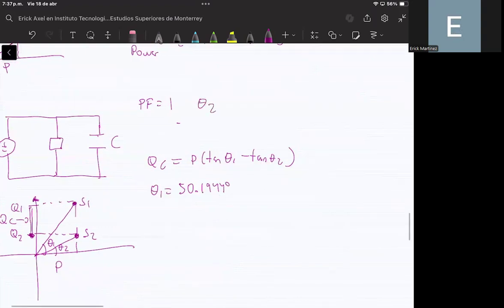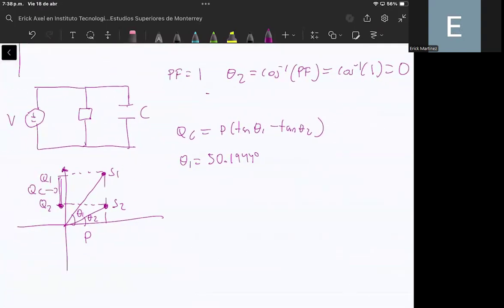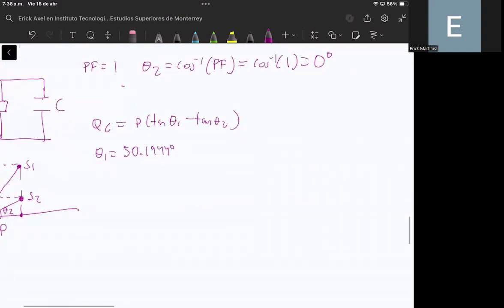Theta 2 is related to the power factor that we want, and is equal to the inverse cosine of the power factor, which in this case is 1. If you compute this, you will see that theta 2 should be equal to 0 degrees. That basically means that we are moving the complex power from the position of S1 to this position. In other words, we want to remove all of the reactive power of the circuit. That is the role of this capacitor, to compensate all of the reactive power that we have.